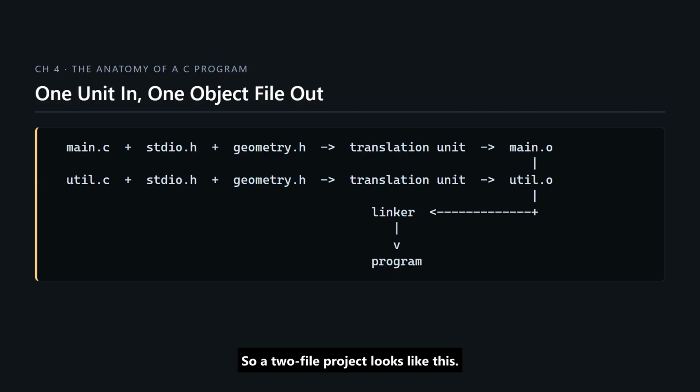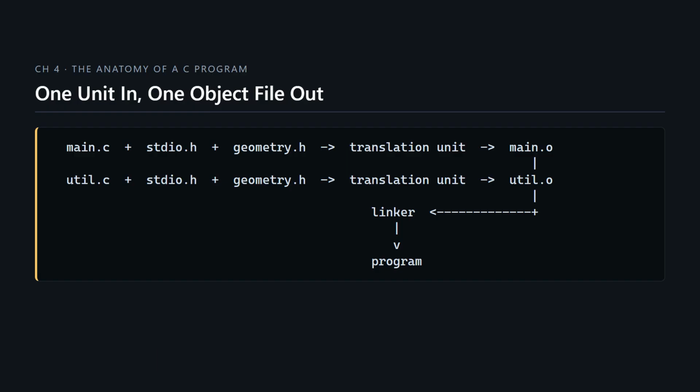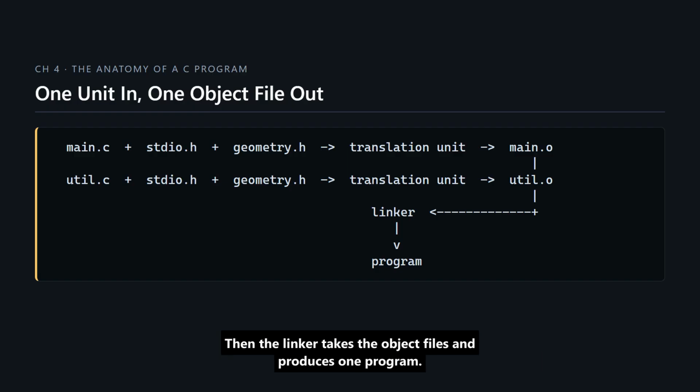So a 2-file project looks like this. Main.c plus the headers it includes becomes one translation unit, which becomes main.o. util.c plus the headers it includes becomes a second translation unit, which becomes util.o. Then the linker takes the object files and produces one program.